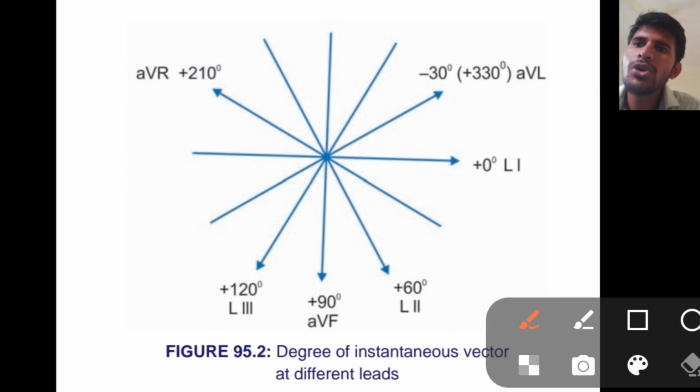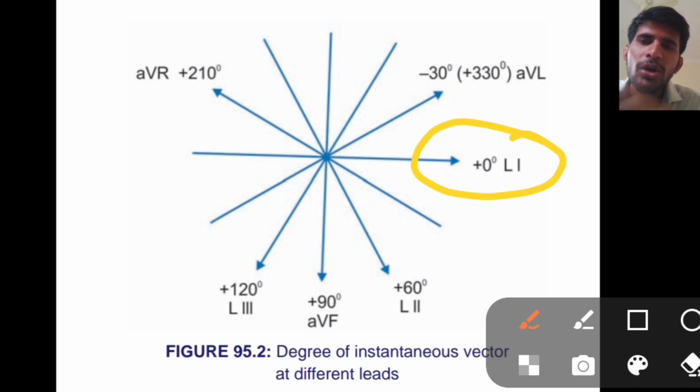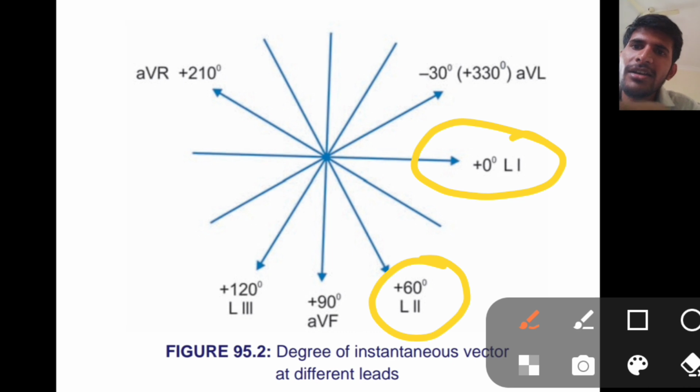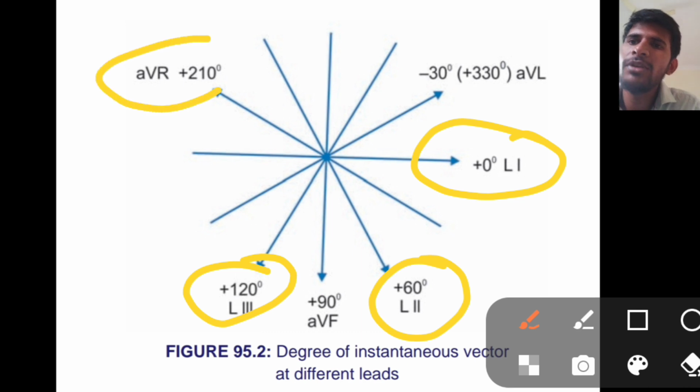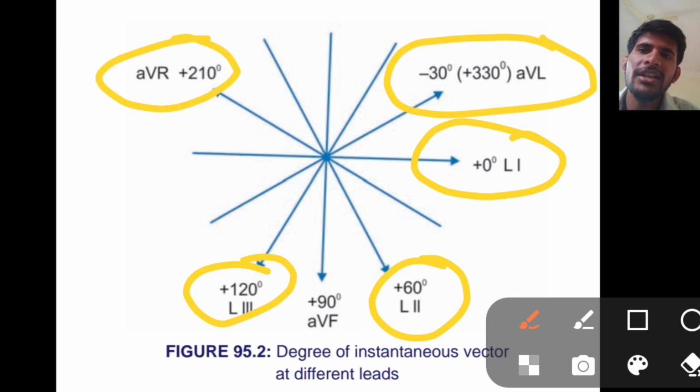Lead 1 goes from right arm to the left arm, therefore it remains 0. Lead 2 goes from right arm to the left leg in this direction. This you can see here. It will become plus 60. And lead 3 goes from left arm to the left leg. It will become plus 120. In the same way, AVR, AVL and AVF. AVR will become plus 210. AVL will become minus 30 or plus 330, and AVF will become plus 90.